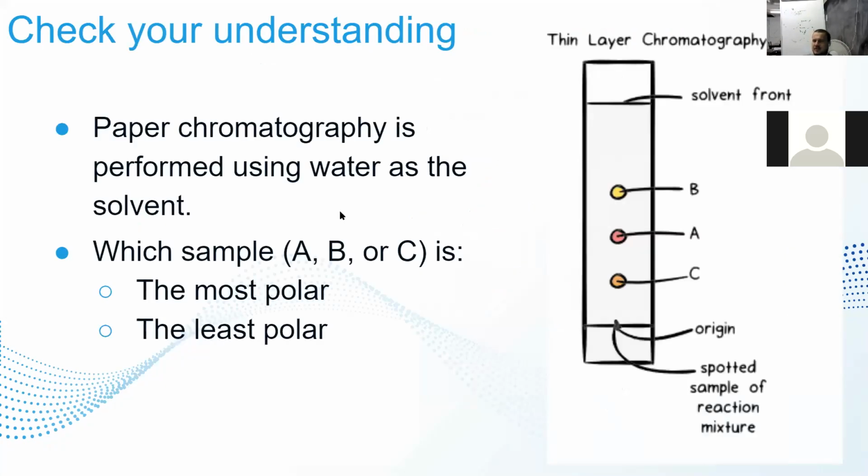So, which of these components is the most polar if we're using water? So most polar is B. Which one's the least polar? Perfect. So C has traveled the least distance away from the origin, so it is the least polar.